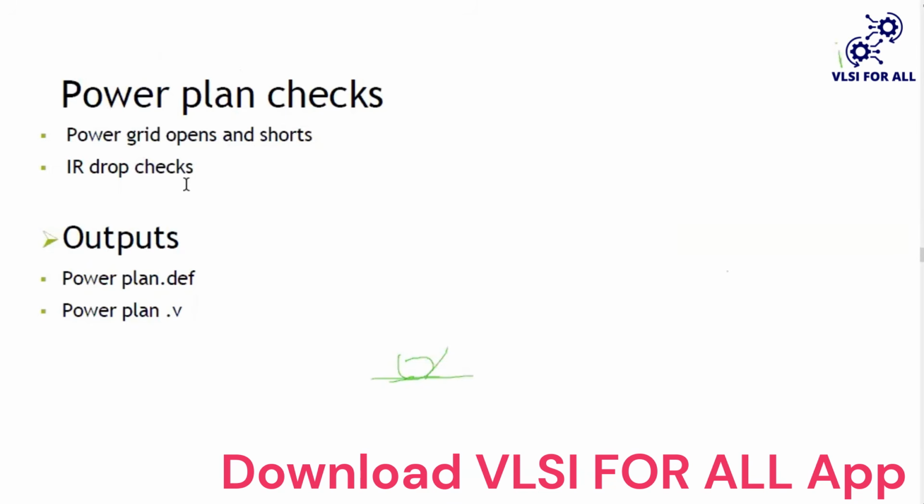Okay, in the power plan stage, mainly we can check what your design IR drop is. Next one is the power routing. Whatever power routing is done, we can check whether any opens or shorts are created in the power routing. Third one is the power plan outputs, named power plan .def and power plan .v. .v is nothing but a netlist. DEF is nothing but a design exchange format. Okay, this is the power plan output.